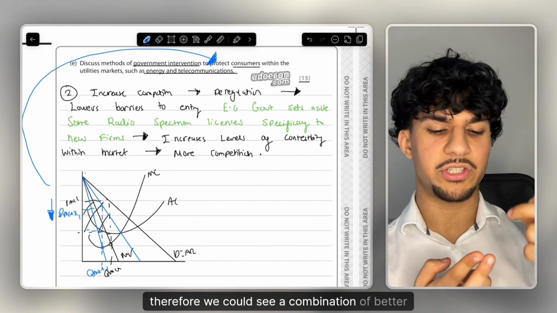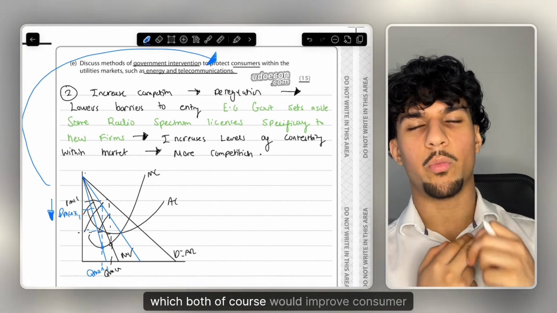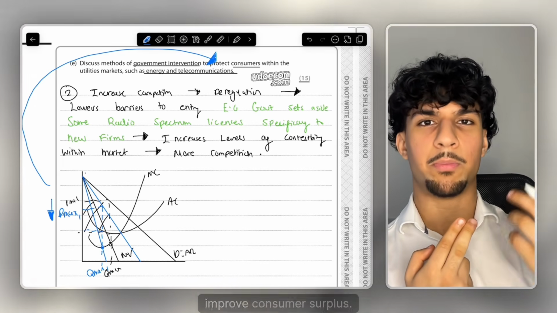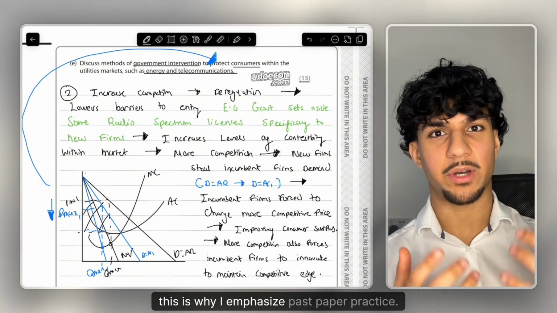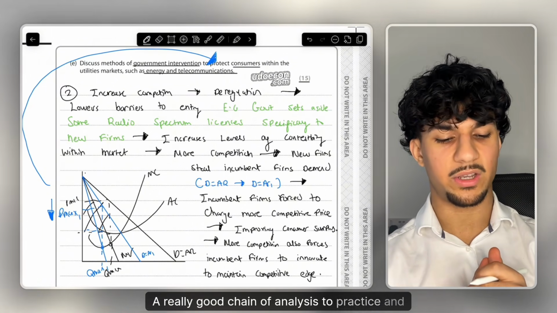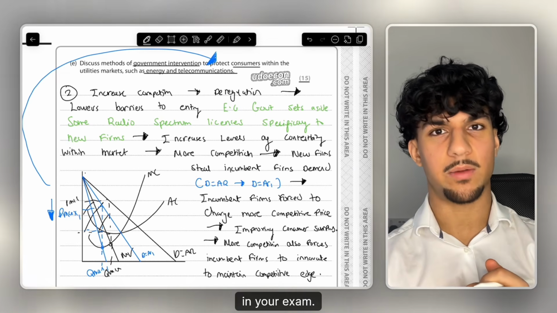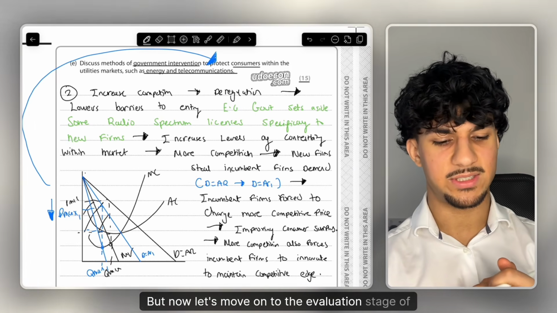Therefore we could see a combination of better quality products at lower prices, which of course would both improve consumer welfare and improve consumer surplus. This is why I emphasize past paper practice. Absolutely perfect, a really good chain of analysis to practice, and one that is really likely to come up in some perspective in your exam. But now let's move on to the evaluation stage of this paragraph.